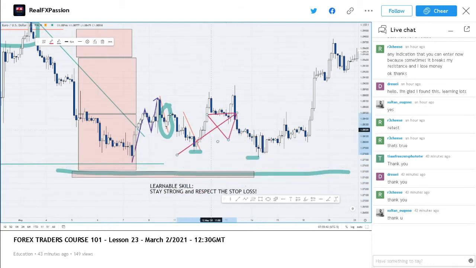It's normal, okay? But we need to learn to stay strong and respect the stop loss. And what is our emotion telling us? Oh, at least I don't have, oh, but it could fall. Yes, it could. Oh, but at least I didn't have a loser. Well, you didn't win either. So how do you expect to make pips and money if you don't respect the stop loss of the pattern that we are trading?